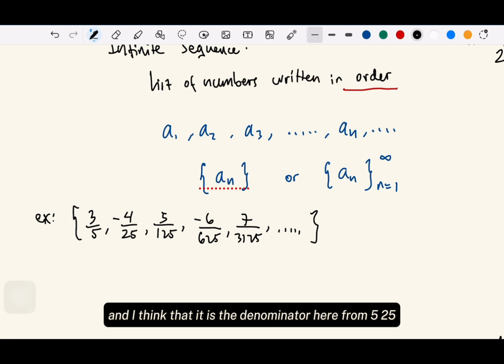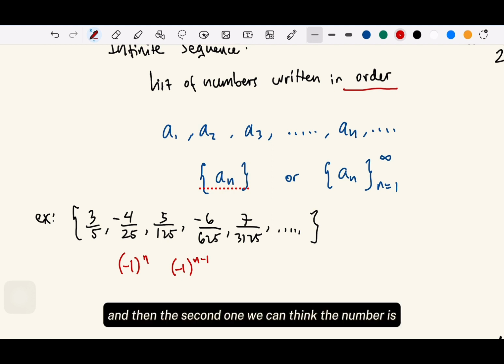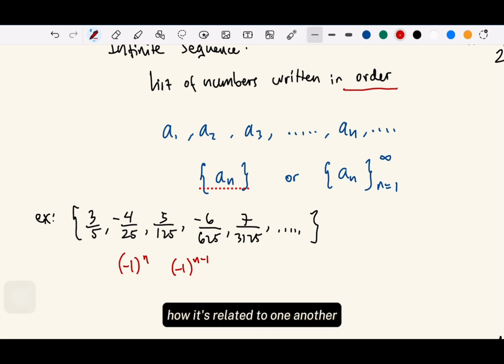And I think in the denominator here, from 5, 25, 125, we can also make this a pattern, right? Because if we multiply by 5, it's 25. If we multiply by 5, it's 125, and so on, right? So first we could think of the sign value first, depending on whether the first one is positive or negative. And then the second one, we could think of the number itself, how it's related to one another.